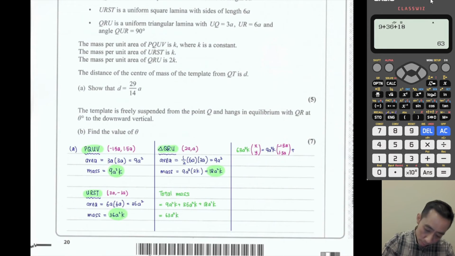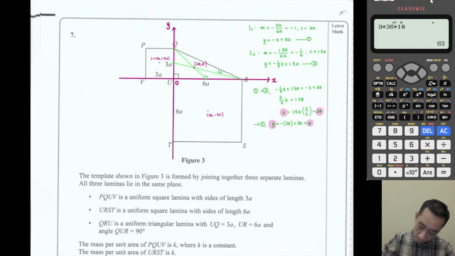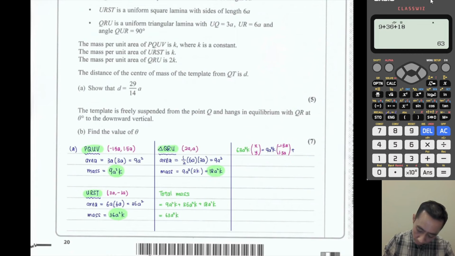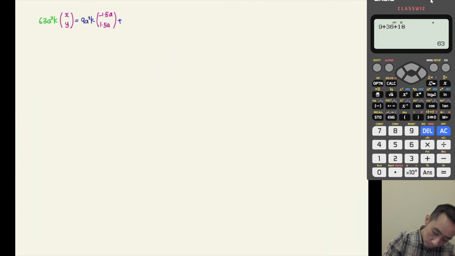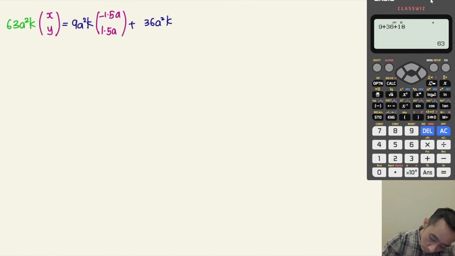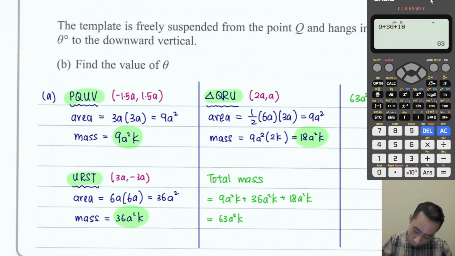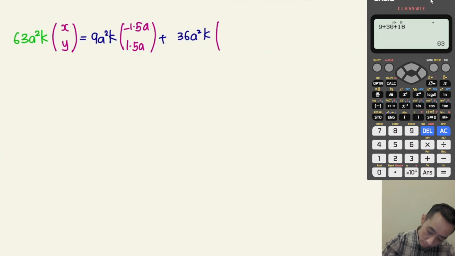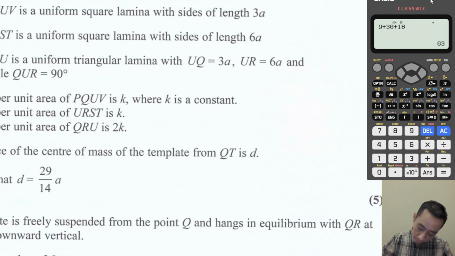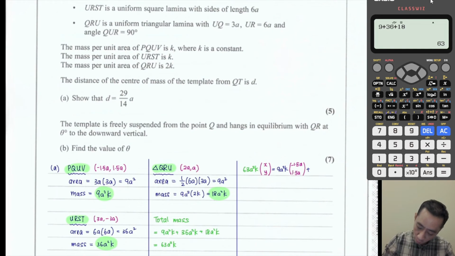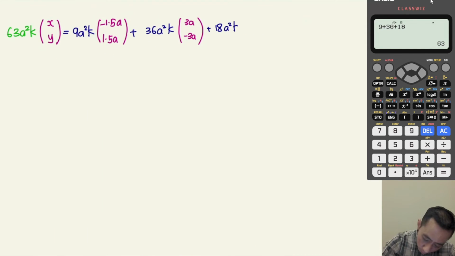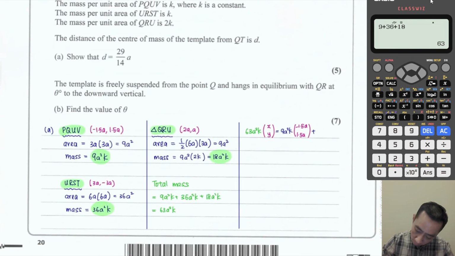Okay, so I just copy this whole thing here. Okay, then 36a squared k. So 36a squared k, the coordinate of the center, 3a, negative 3a. Okay, then lastly, the triangle, 18a squared k, the center of mass, 2a.